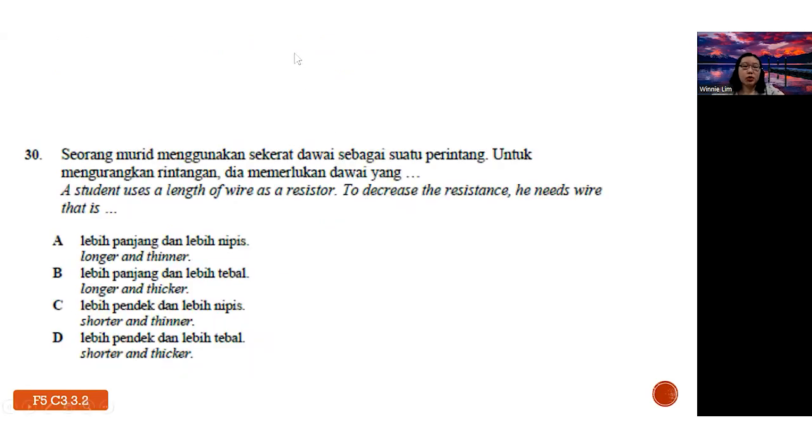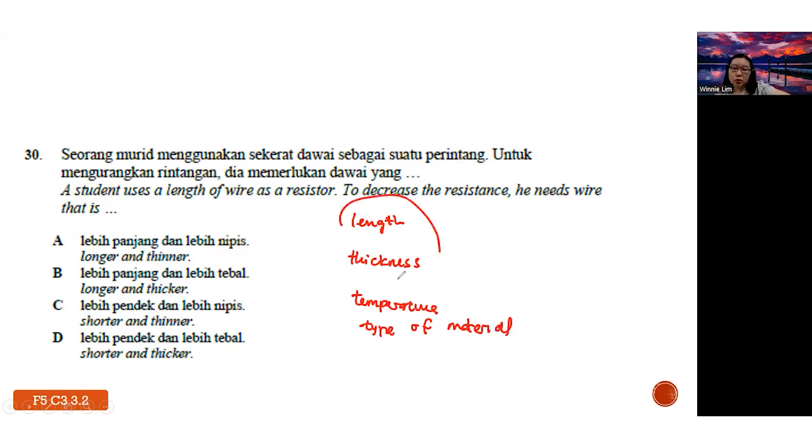Number 30, a student uses a length of wire as a resistor. To decrease the resistance, he needs wire that is... So this is under the concept of factors affecting resistance for topic 3.2 resistance. So the four factors are what? Length, cross-sectional area or thickness of wire, then temperature and also type of material. Based on the option given, we will only focus on these two factors.